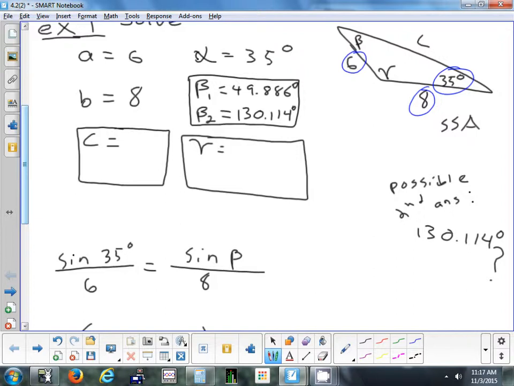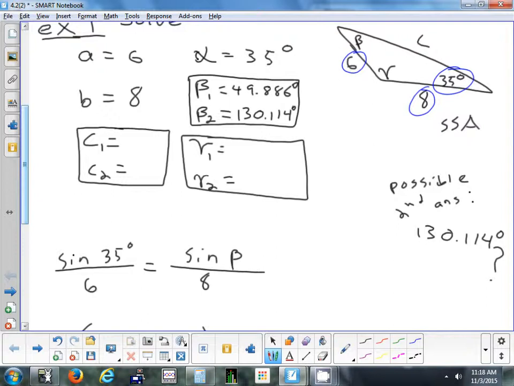Now, if we get two answers for beta, there's two answers for everything we have to find. There'll be two gammas, and there'll be two C's. It's not going to be harder than anything we've done. It's just going to be more of the same thing. You've got to do everything twice. On a test, I wouldn't give you more than one of these, because they take a long time.